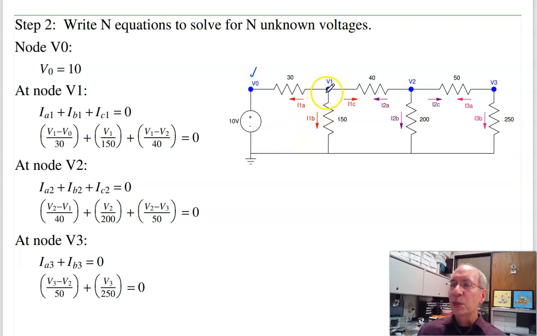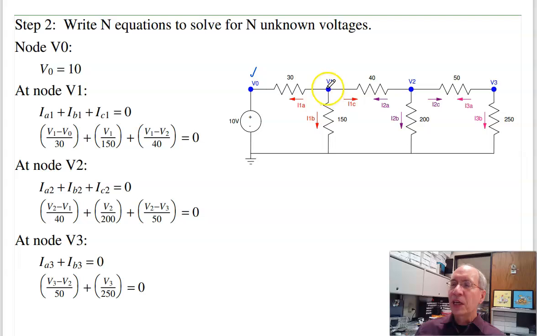Second equation, at node 1, currents have to balance. Current left plus current down plus current right equals 0. There's a couple ways to write this. You can do current in equals current out. What I prefer is all the currents from the node have to add to 0. One of them will be negative, but if you don't mind negative numbers, it's not a big deal. The nice thing is the equations are easier to write, and there's a pattern.